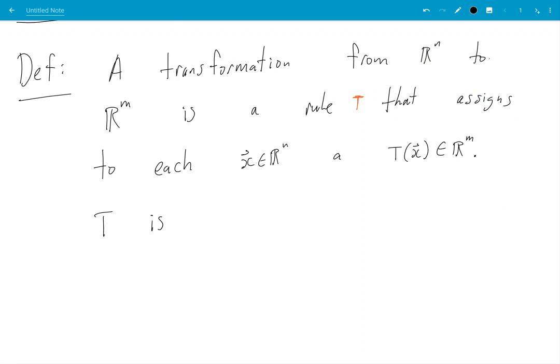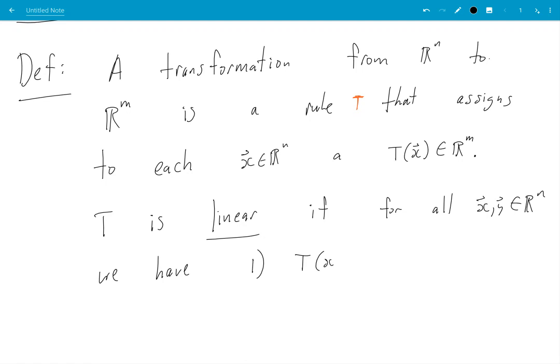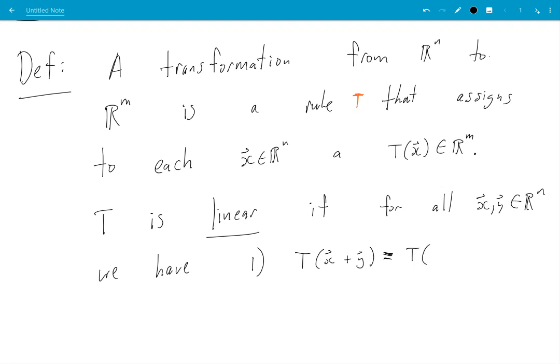So T is linear. So it's a linear transformation if for all x, y in Rn we have 1, T of x plus y. If we have this distribution, okay, when I take T applied to a sum, you get distribution.